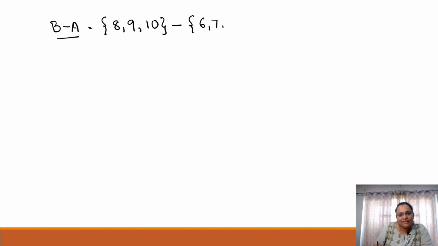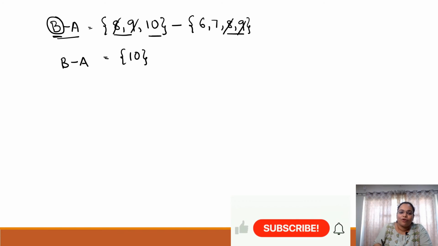6, 7, 8, 9. So you will consider only the elements of B and cancel all the elements which are in common. Let's cancel the elements first which are in common and only consider the elements of B, that is 10. This is your B minus A.